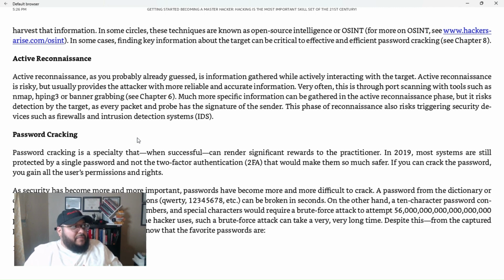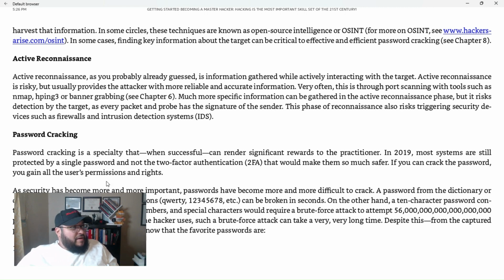Much more specific information can be gathered in the active reconnaissance phase, but it risks detection by the target, as every packet and probe has the signature of the sender. This phase of reconnaissance also risks triggering security devices such as firewalls and intrusion detection systems.